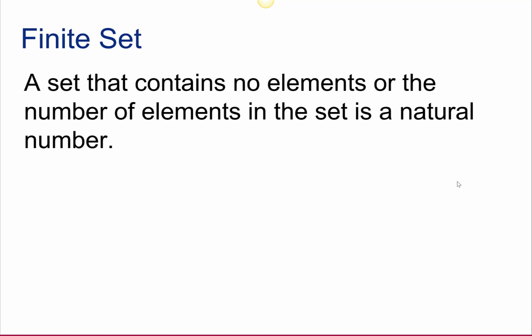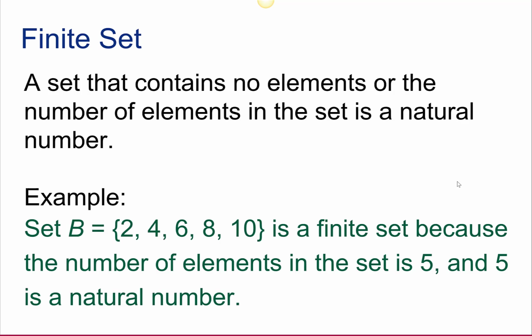A finite set: a set that contains no elements, or where the number of elements in the set is a natural number, is called a finite set. For example, the set B, which contains the elements 2, 4, 6, 8, and 10, is a finite set because the number of elements in it is 5, and 5 is a natural number.